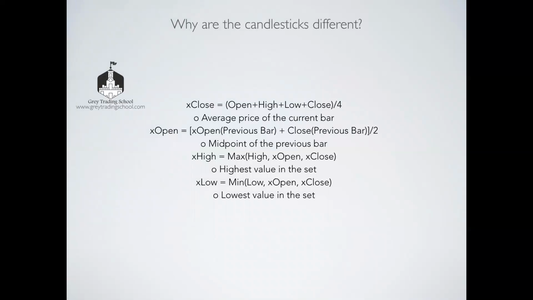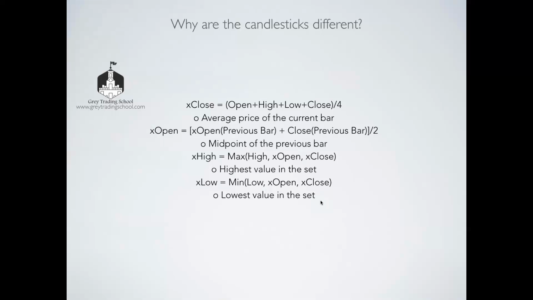Normal candlestick charts are composed of a series of open, high, low, close bars that are set apart by a time series that you choose. The Heikin-Ashi technique uses a modified formula that's shown here. The modified close consists of the average price of the current bar. The open, instead of just being the open, will be the midpoint of the previous bar. The modified high will be the highest value in the entire set for that time period, and the modified low is the lowest value in the set.